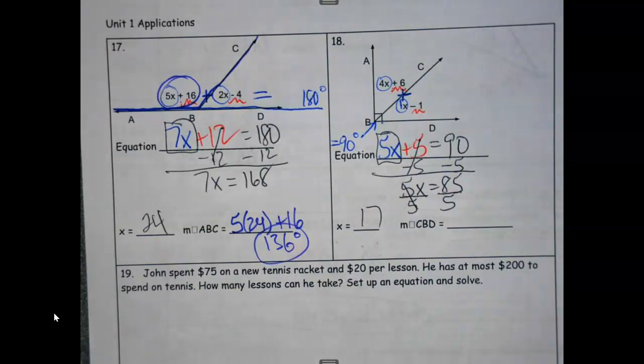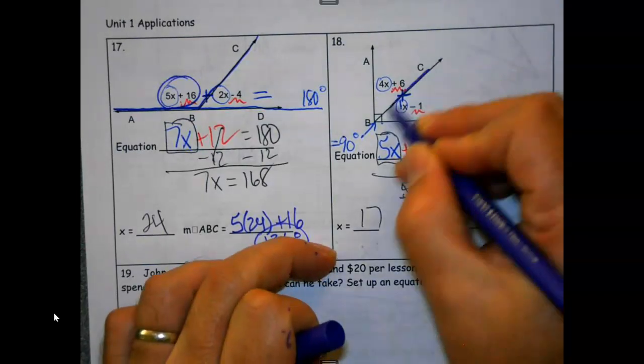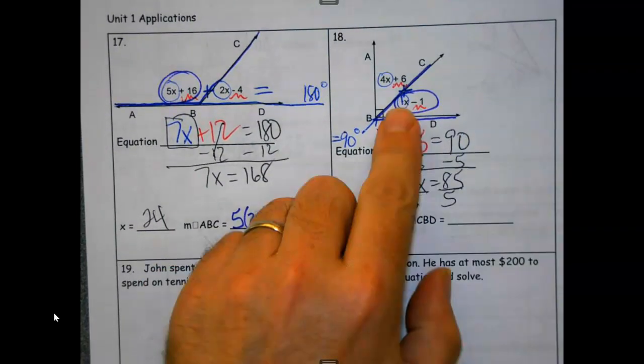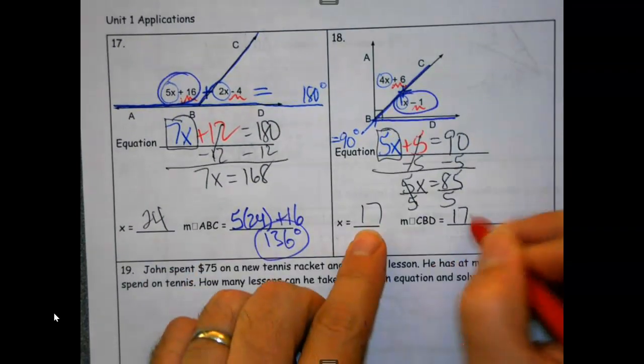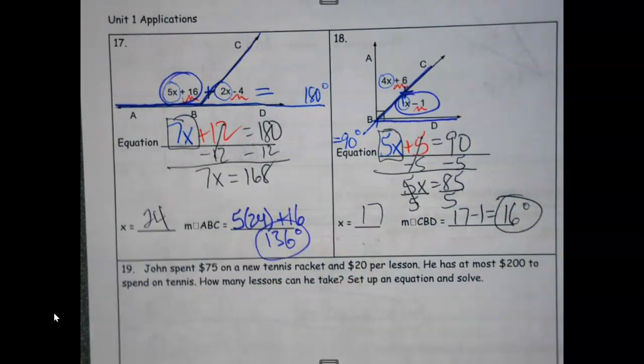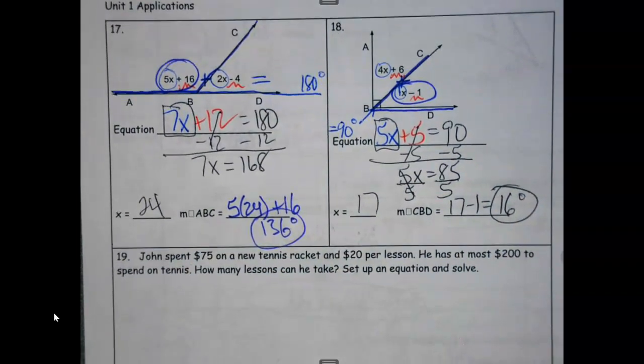And then angle CBD, we're just plugging into x minus 1. I like that one. Get my degree measure. Okay? And again, I will have a hint tomorrow to give you to kind of help out with this as well.